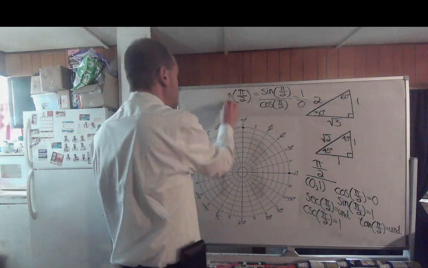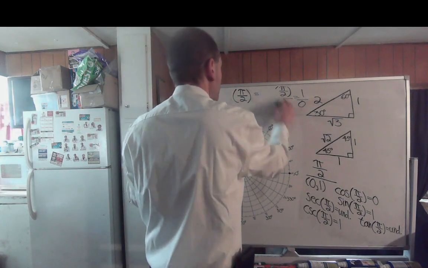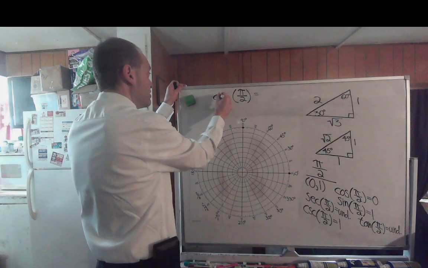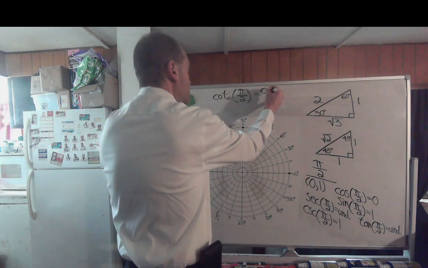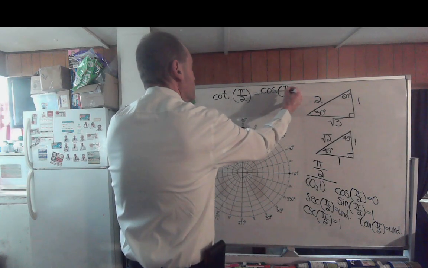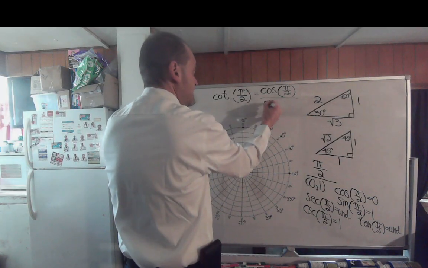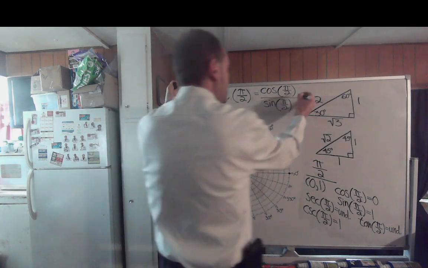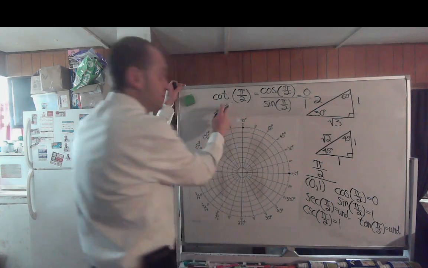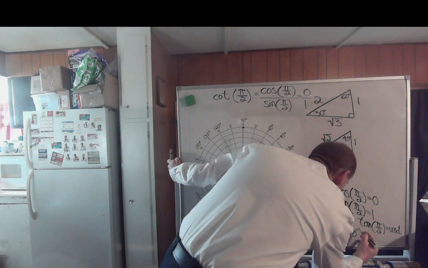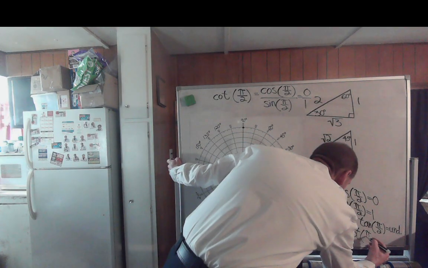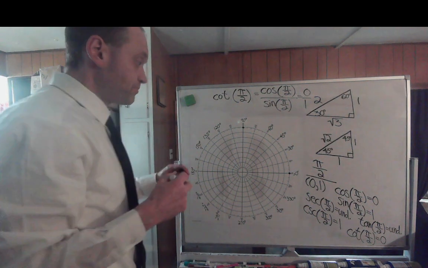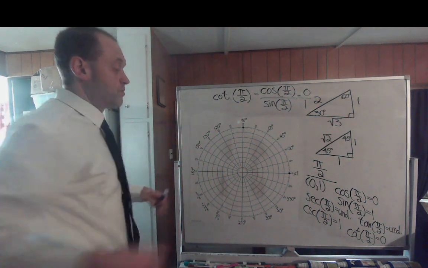And then, of course, last but not least, we have the cotangent of pi over 2. So to find the cotangent of pi over 2, that's the same as taking the cosine of pi over 2 and dividing it by the sine of pi over 2. Which, of course, would give you 0 divided by 1, which would just give you 0. So the cotangent of pi over 2 is going to be 0. Alright, so there's all that.